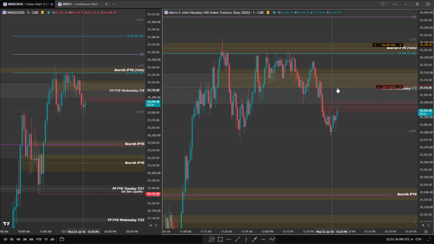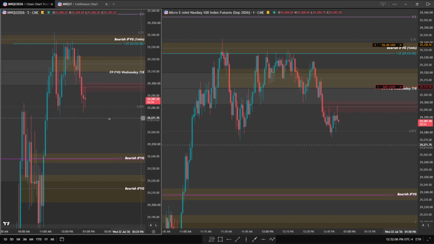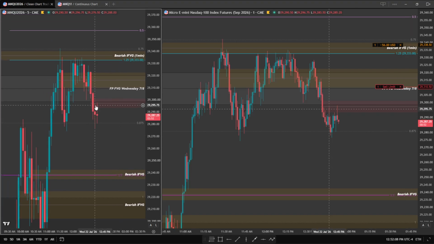Really hoping it affords me the entry. Technically, it could just use this one if it's going to be really, really weak and just go immediately. But I'd prefer it trap some longs on a move up first. So trade it into a 5-minute inefficiency right there.